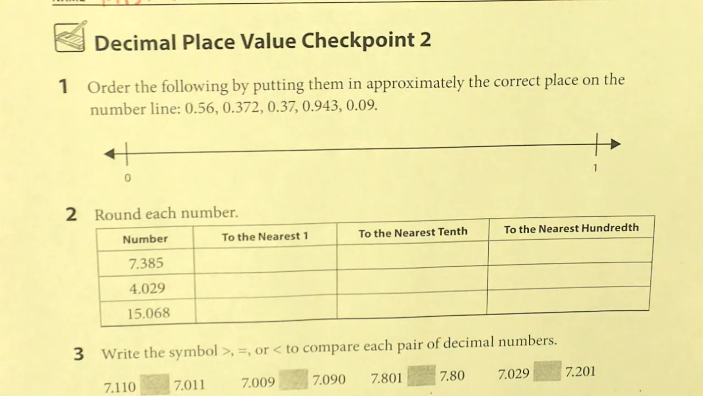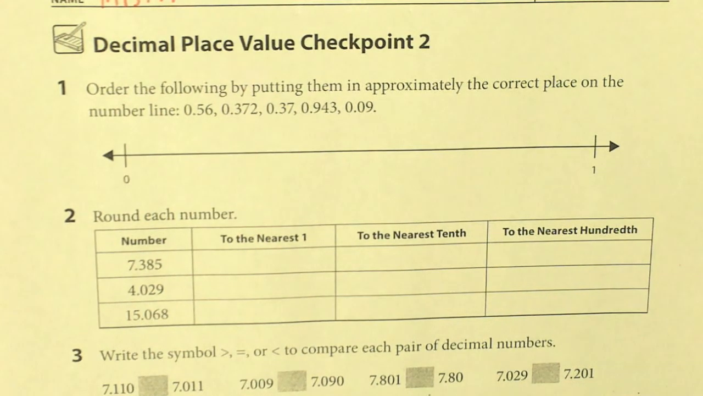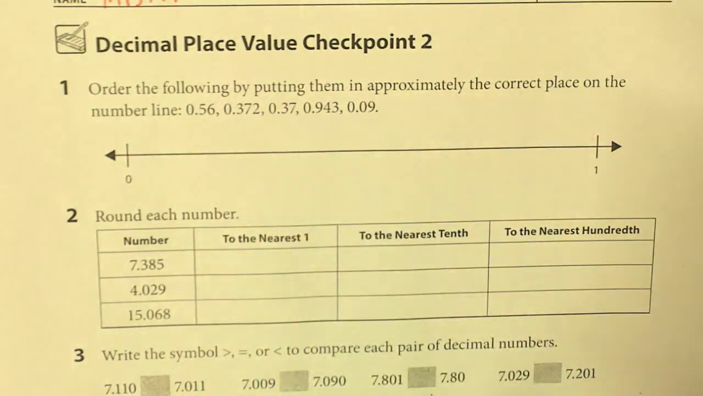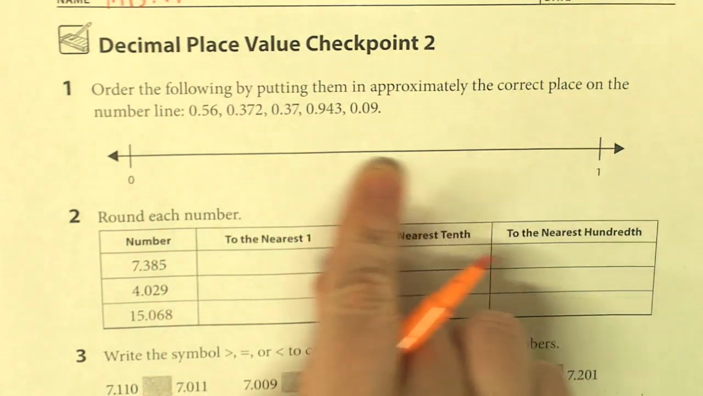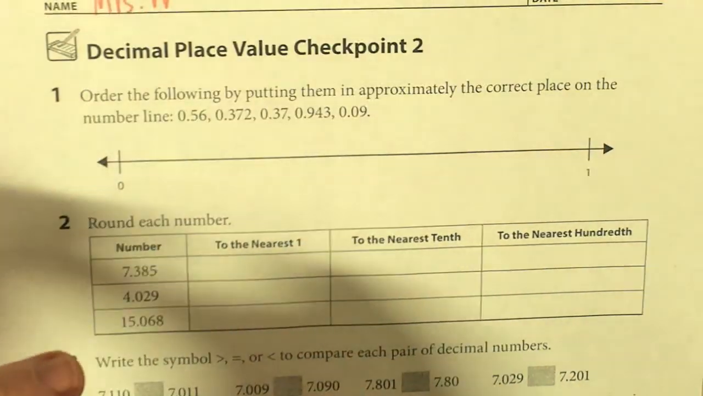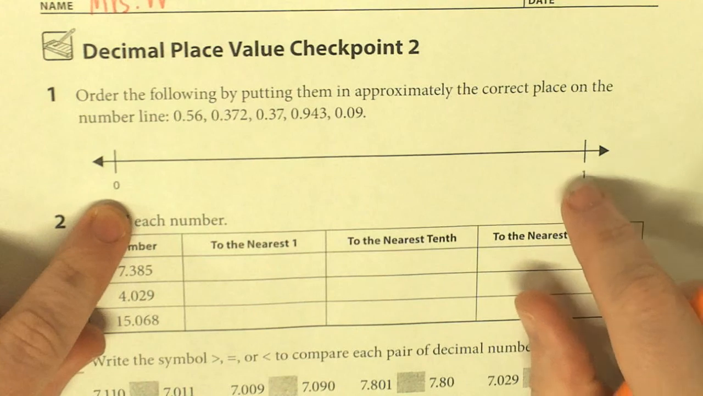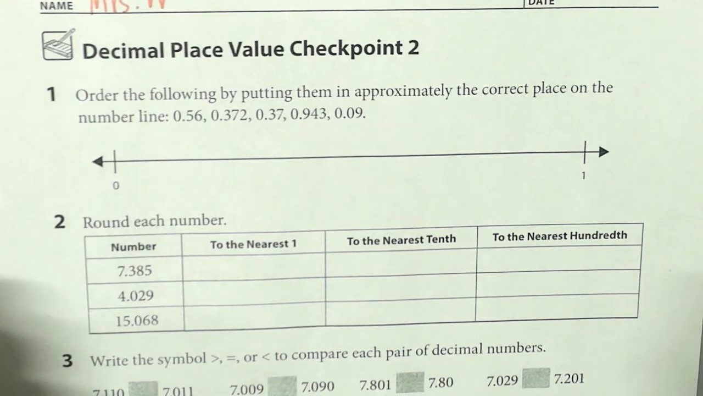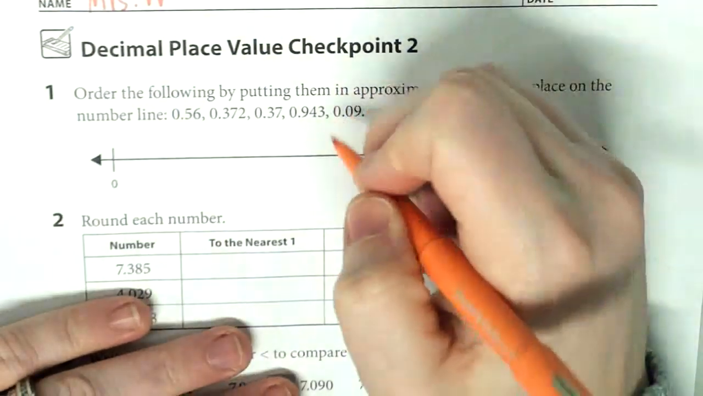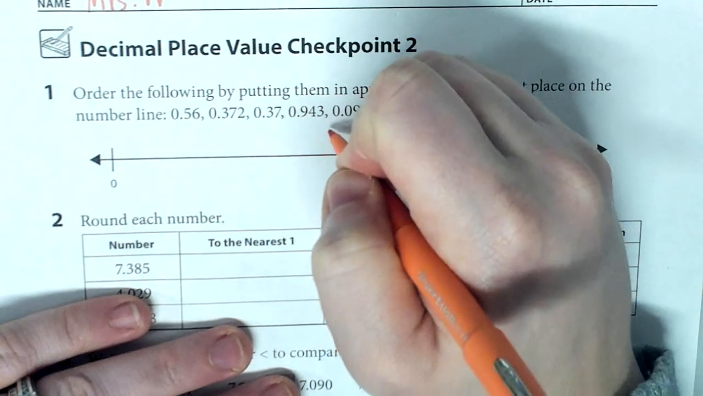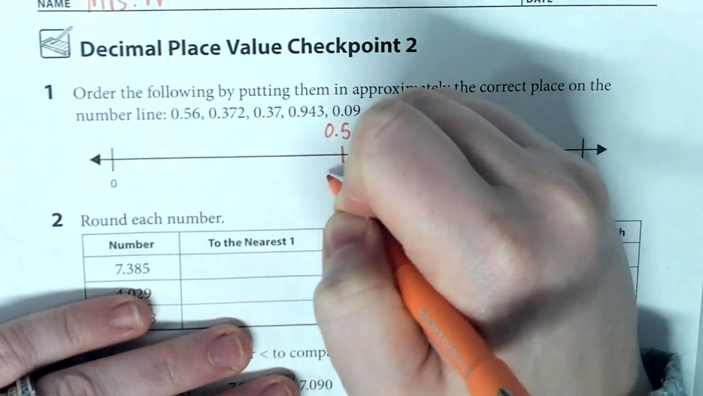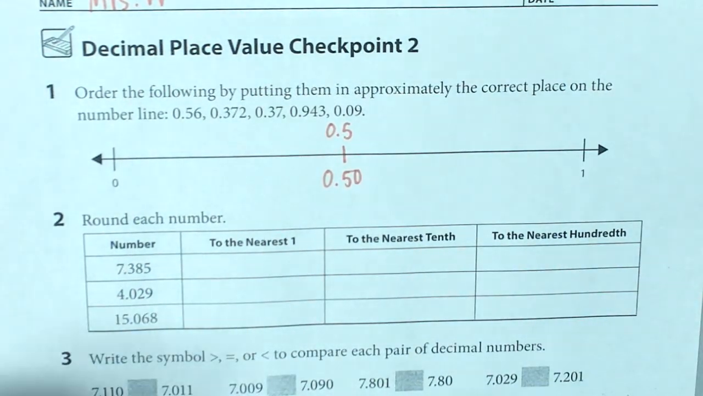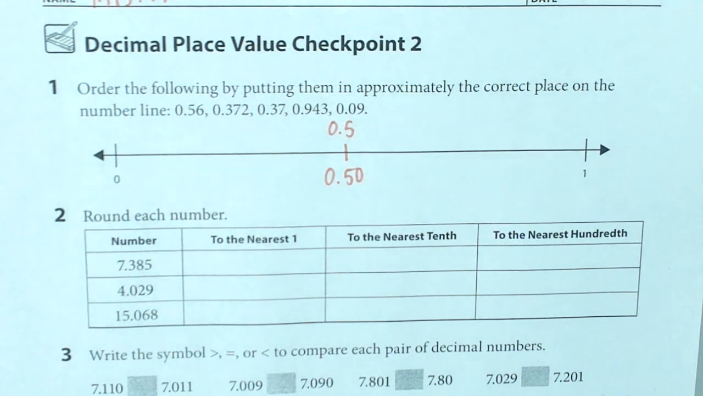Order the following by putting them in approximately the correct place on the number line. And then they give us a whole bunch of decimals. Now, the first thing that I'm going to pay attention to is where my number line starts and where it ends over here. So they want us looking at decimals, the space between 0 and 1. I know that halfway between 0 and 1 is 0.5 or 0.50. I'm just going to put that on my number line to help me put these other decimals on the number line.